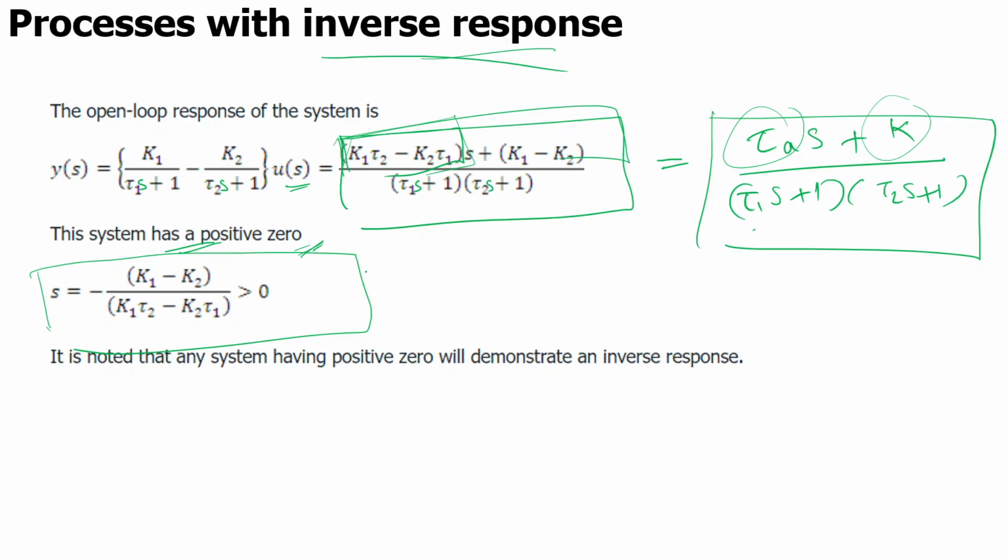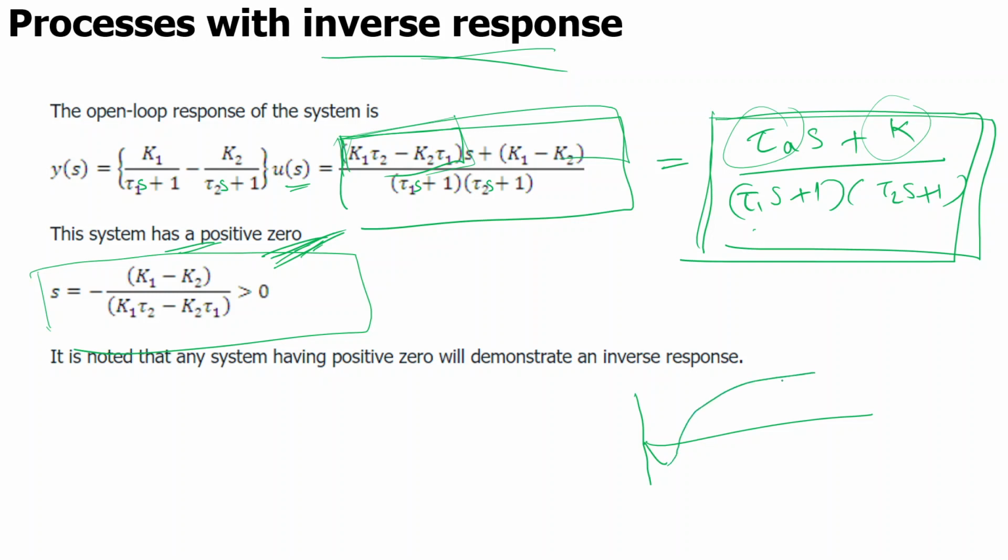So given an inverse response, we can write the transfer function of this general form, and for any inverse response, we will be having a positive zero, and the response will exhibit a characteristic whereby initially the direction of the response will be different, but ultimately it will change its direction. So these are a few of the characteristics related to processes with inverse response we need to account for.